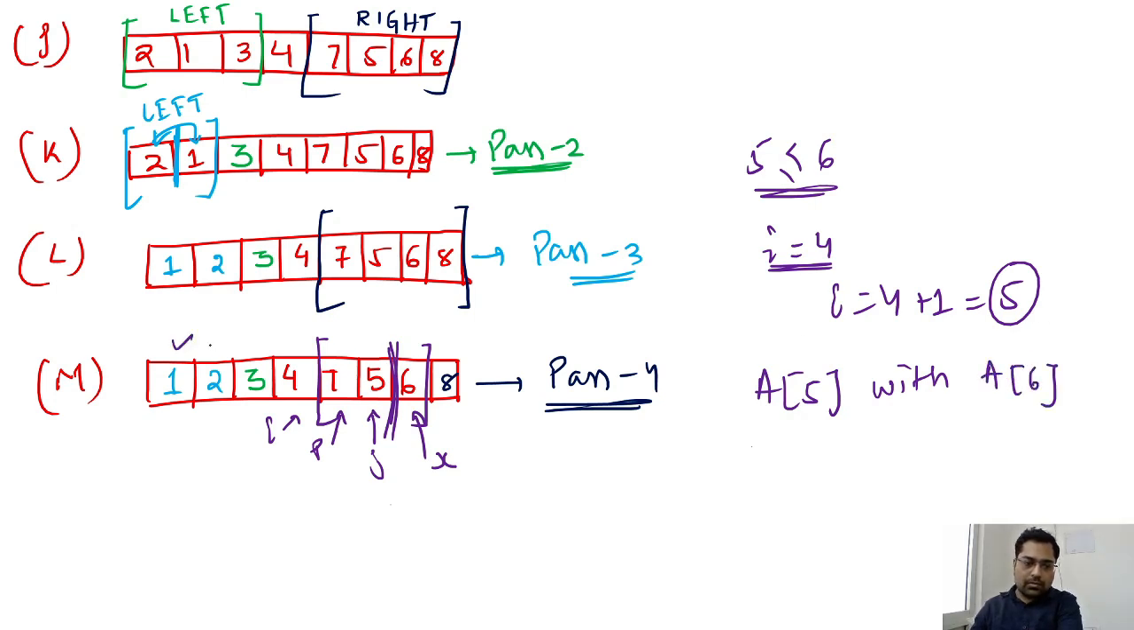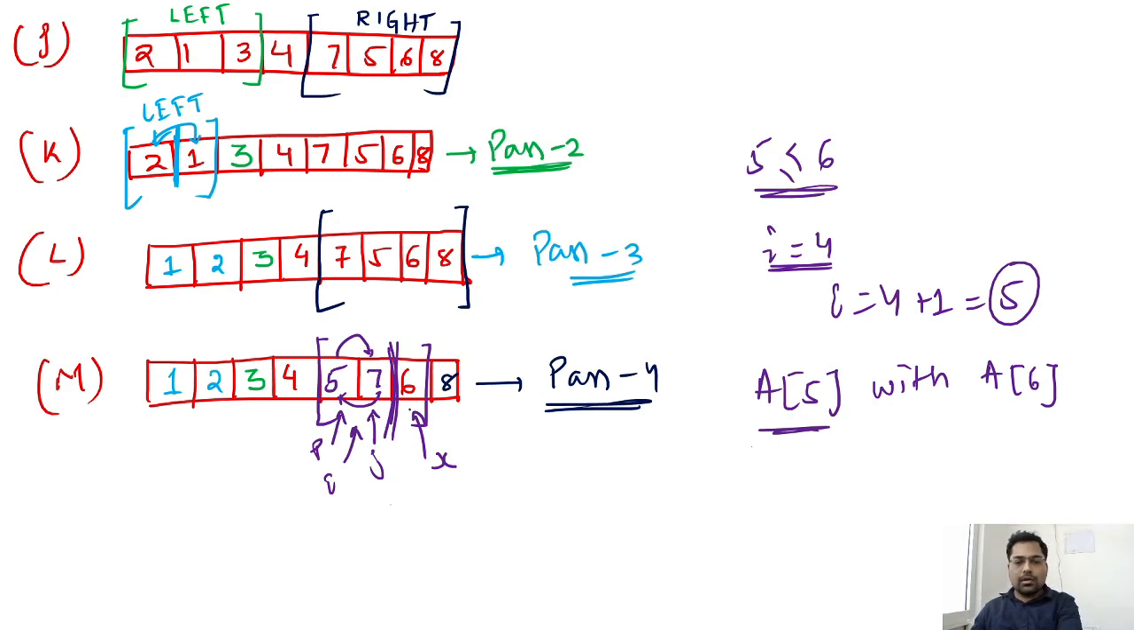Like this is 6th position. 1, 2, 3, 4, 5, 6. J is at 6th position. So we must write A5 with A6. Now we change the point, I pointing there. So what we have to do, the exchange between these two values. Okay. Once we are doing, so here 5 will come and here 7 will come.